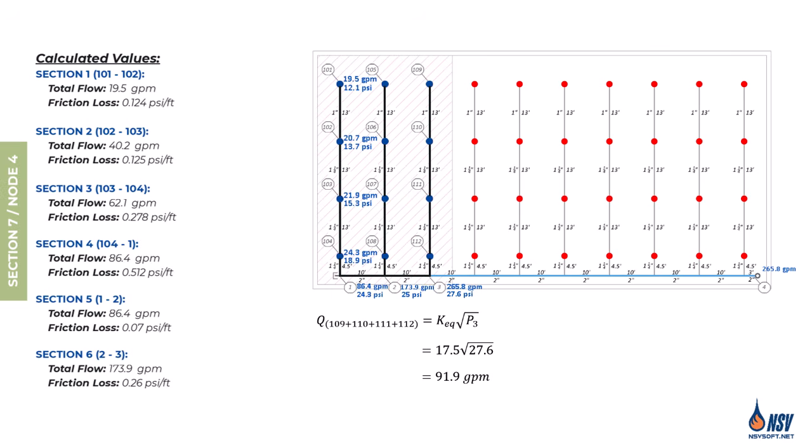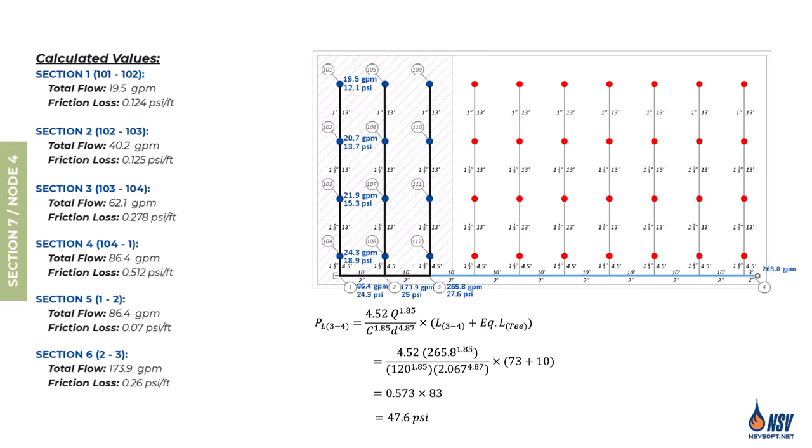Therefore, the total flow demand of the system is 265.8 gallons per minute. The length of the pipe in Section 7, located between Nodes 3 and 4, is 73 feet. To account for minor losses, we include the T-fitting at the intersection of the cross main and riser. The size of the T is taken as the size of the cross main, which is 2 inches. According to Table 28.2.3.1.1, the equivalent length of a 2-inch T is 10 feet.